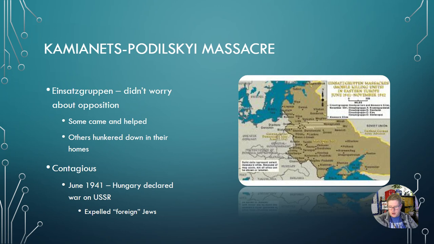So, one of the major massacres we have to talk about is the Kamianets-Podilskyi massacre. Now, the Einsatzgruppe doesn't worry about opposition. Some locals even came and helped, while others, for the most part, hunkered down in their homes. It also meant that, like we've been talking about, violence would become contagious. In June 1941, Hungary, who had joined the Axis, also declared war on the Soviet Union. And they expelled all foreign Jews from their territory, with a grand number of about 18,000 Jews being brought to the former Polish border, then being handed over to the Germans.